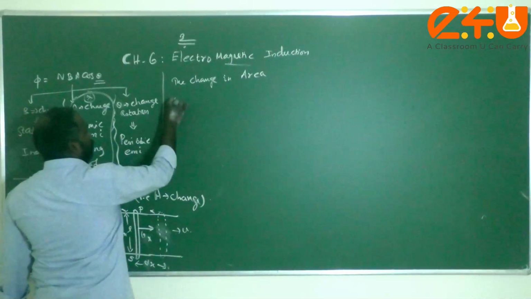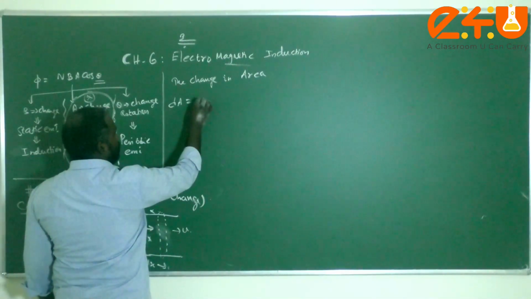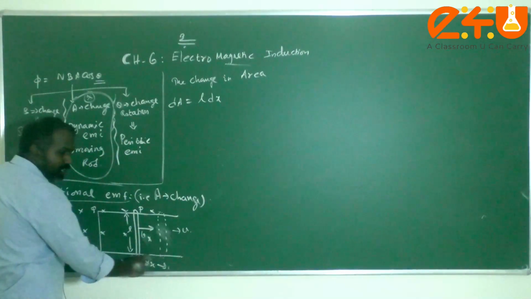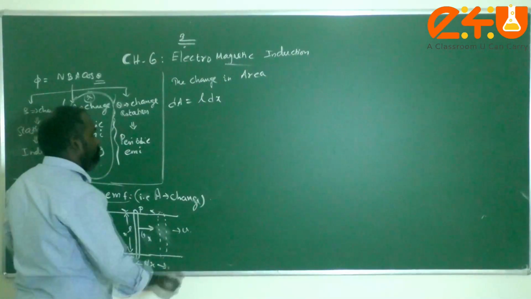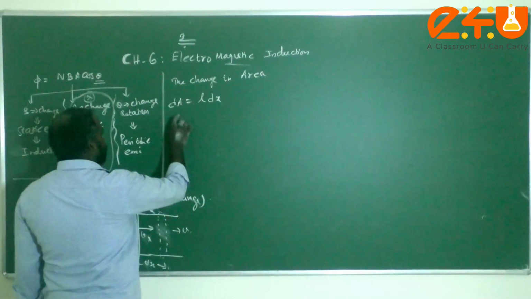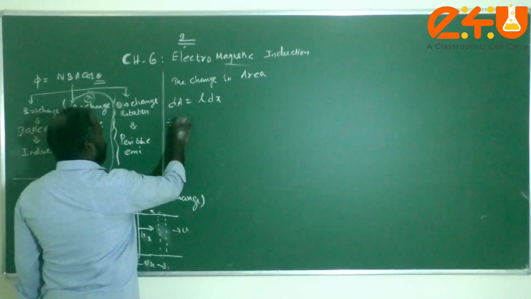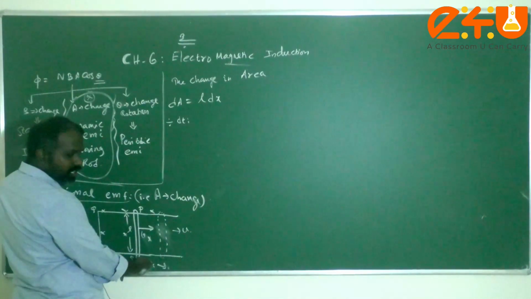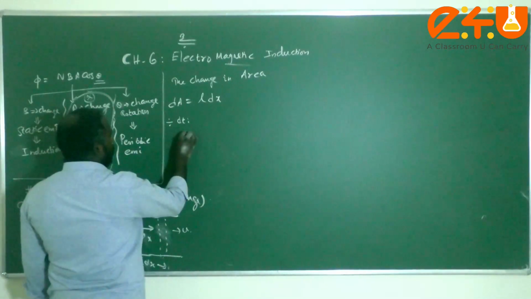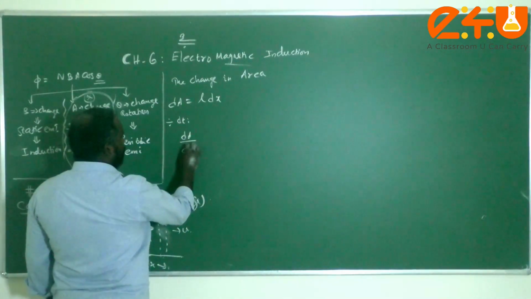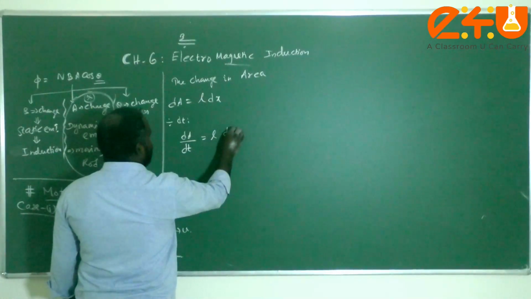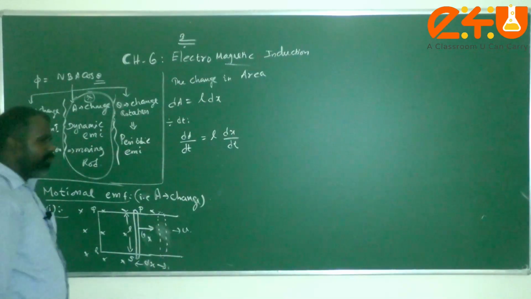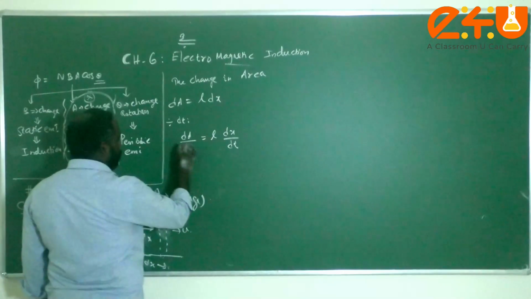So dA is equal to length into breadth, the change in area. Now divide by time dt, because it takes some time dt to travel the distance dx. So I can say that dA by dt is equal to L into dx by dt. This is the expression.